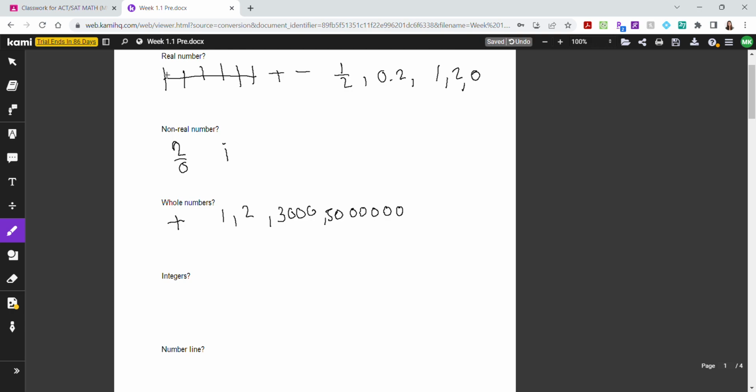Now, integers themselves are any number, whether it's positive, negative, or zero. It can be written without a fractional or decimal component. So essentially, an integer is like 1, 2, 5, -1, -10, and so on. It's not a fraction and it's not a decimal. Those would not be considered integers.